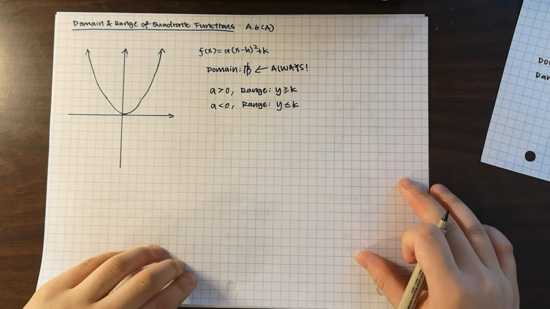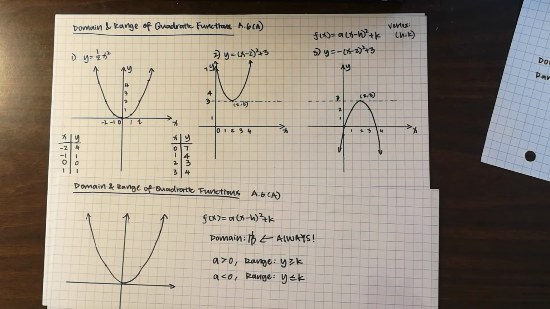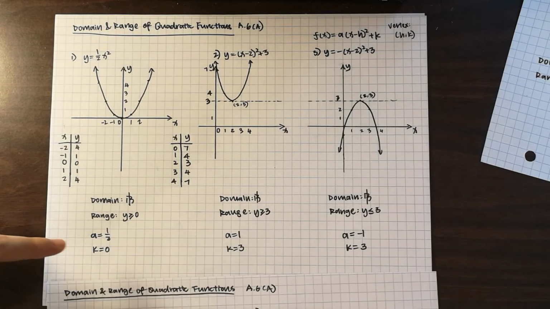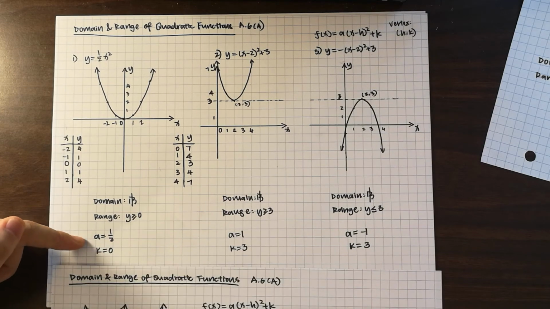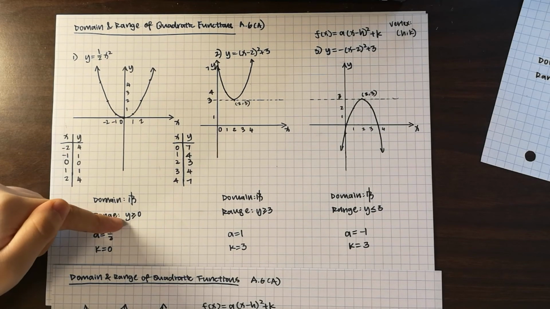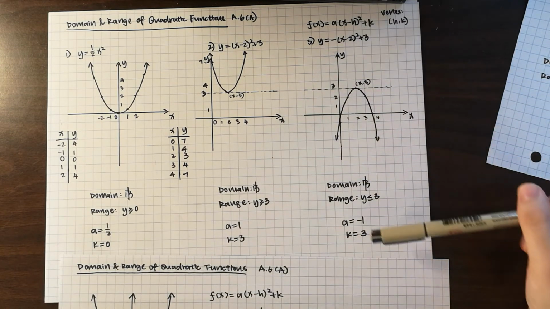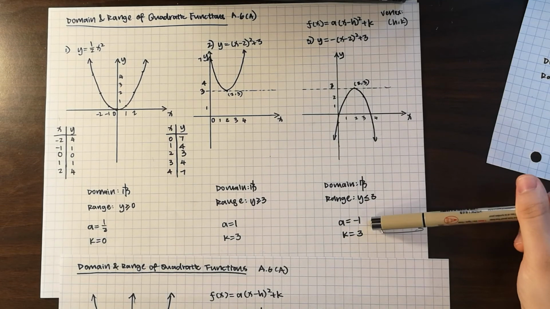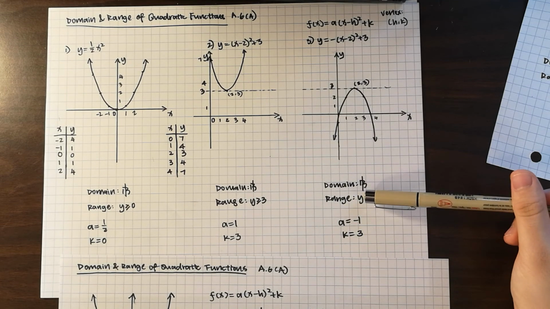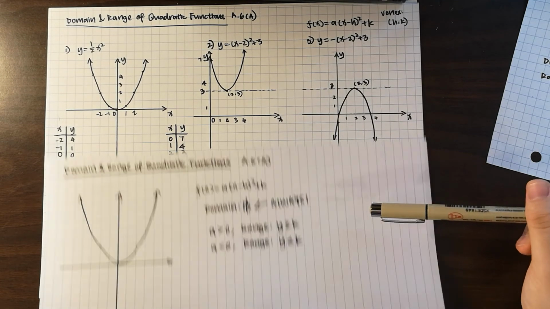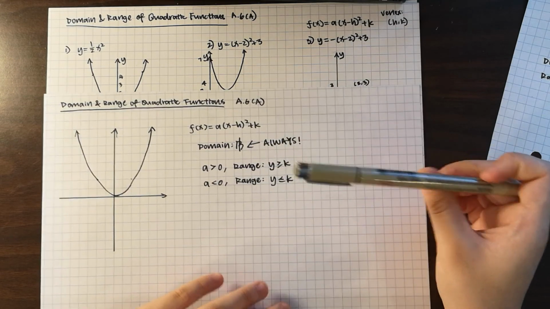Is this really true though? We can go back to our graphs and check. For this one, when a is positive, the range is greater than or equal to, so y is greater than or equal to k. However, for this one, when a is negative 1, the sign of the range is less than or equal to. So this one is y less than or equal to k.